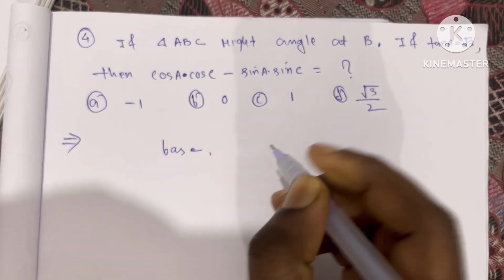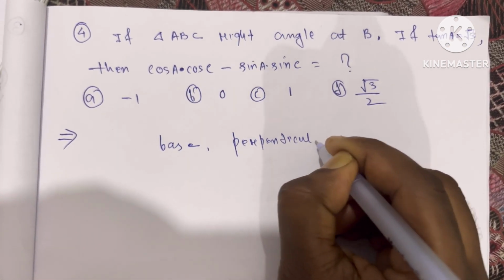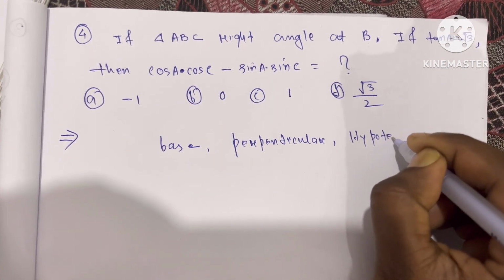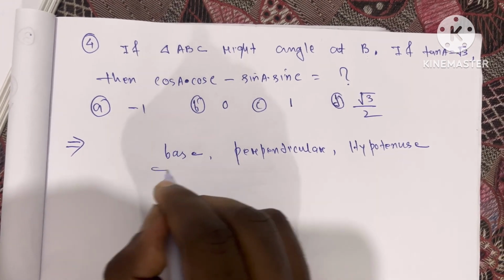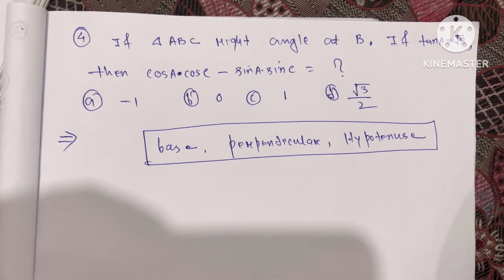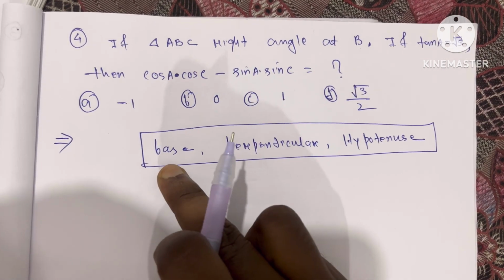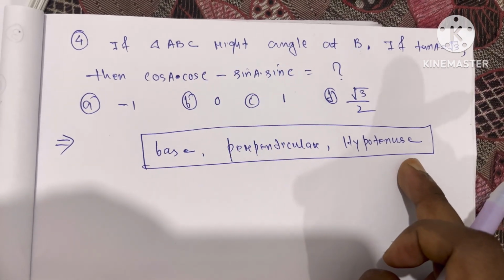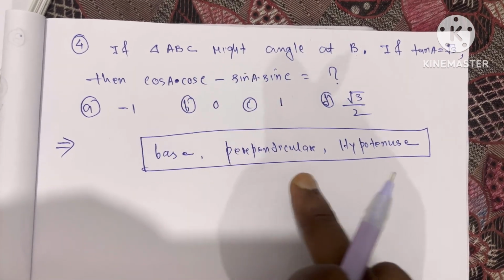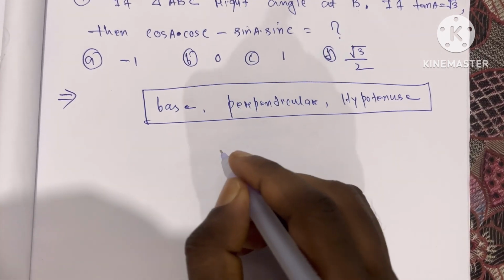base, perpendicular, and hypotenuse. A right angle triangle has 3 sides, as all triangles do, but a right angle triangle has special names for the sides: base, perpendicular, and hypotenuse. In every right angle triangle there will be one base, one perpendicular, and a hypotenuse. Hypotenuse means the side opposite to the 90 degree angle.